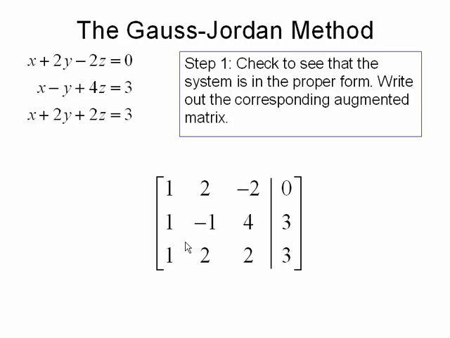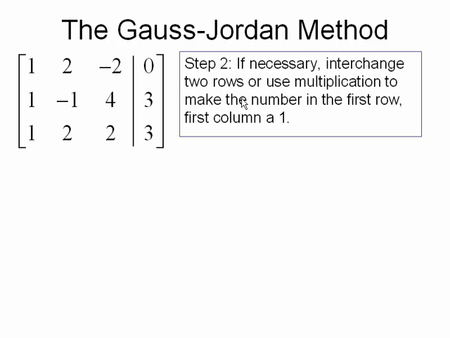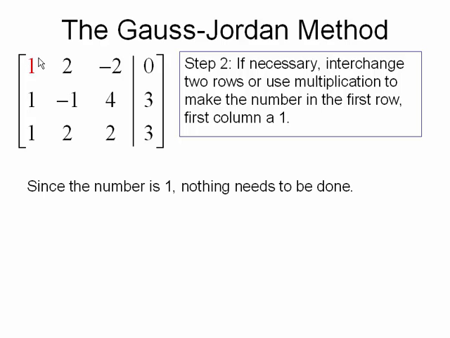So now let's move on to step 2. If necessary, we need to interchange two rows or use multiplication to make the number in the first row, first column, a 1. And if we look at this, it's already a 1. So nothing needs to be done. So we move on to step 3.